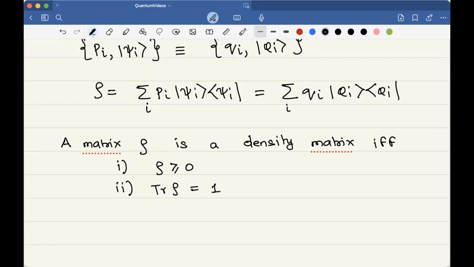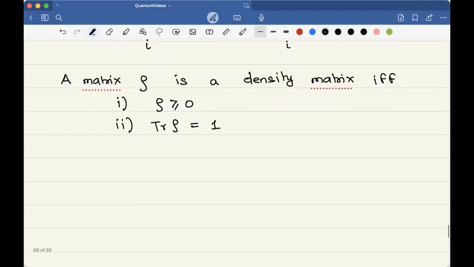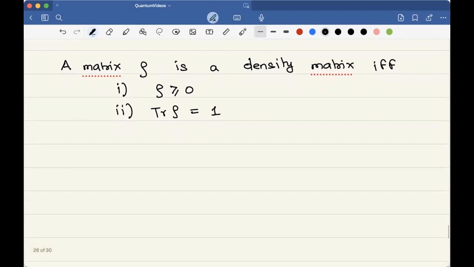So these are the conditions for a state or a density matrix to represent a proper state. Now, what happens when you do a time evolution of a density matrix? We know what happens when you time evolve a pure state, so let's look at this time evolution.